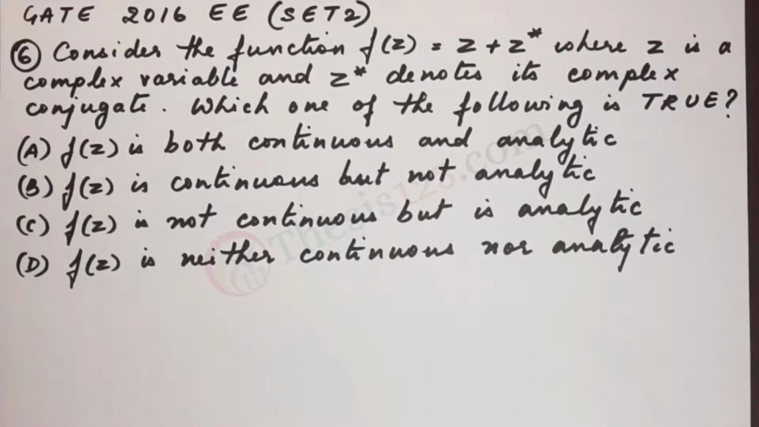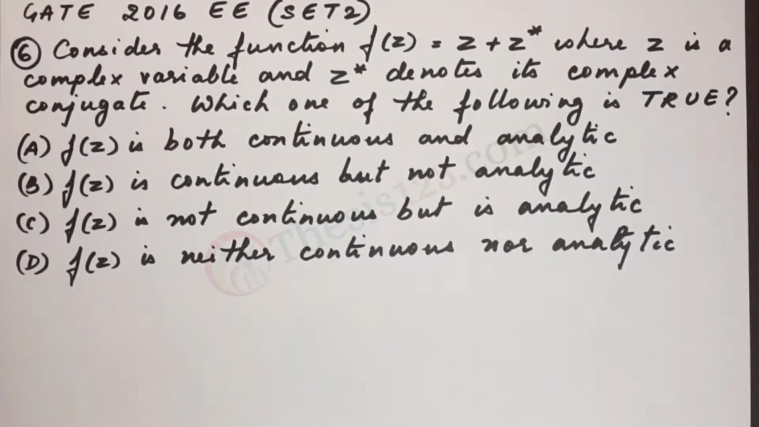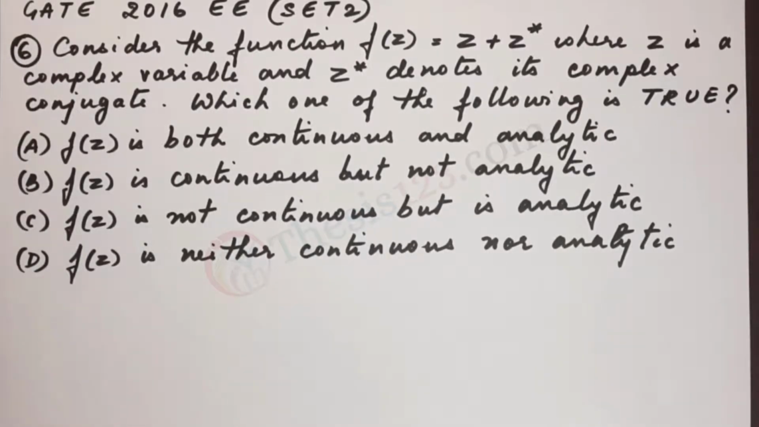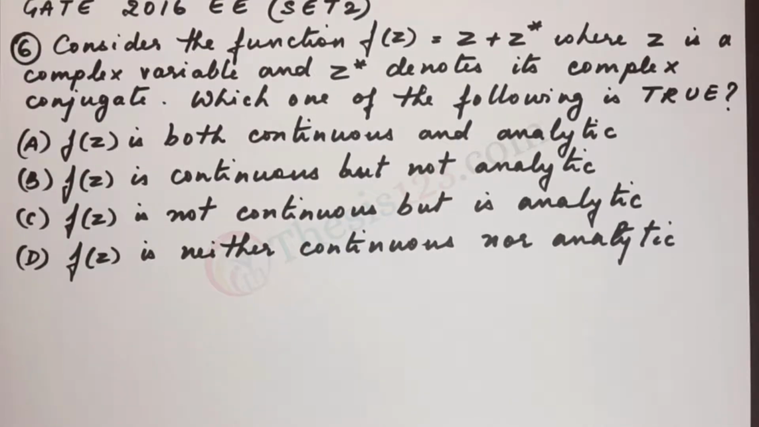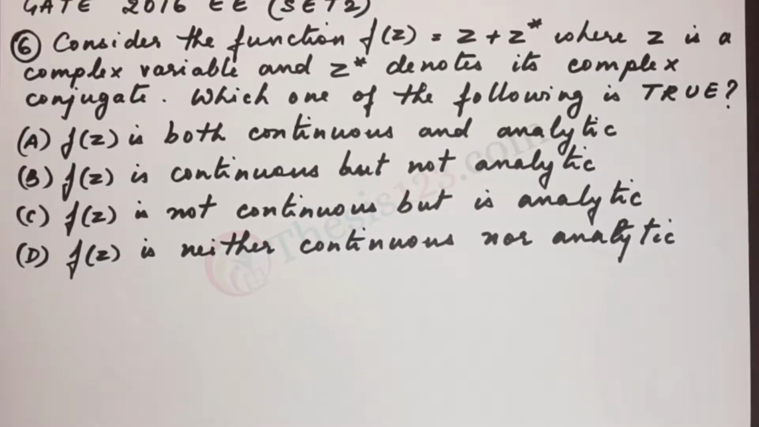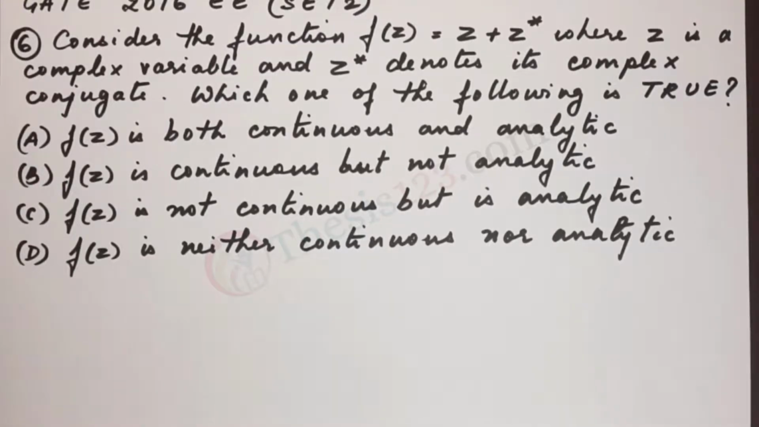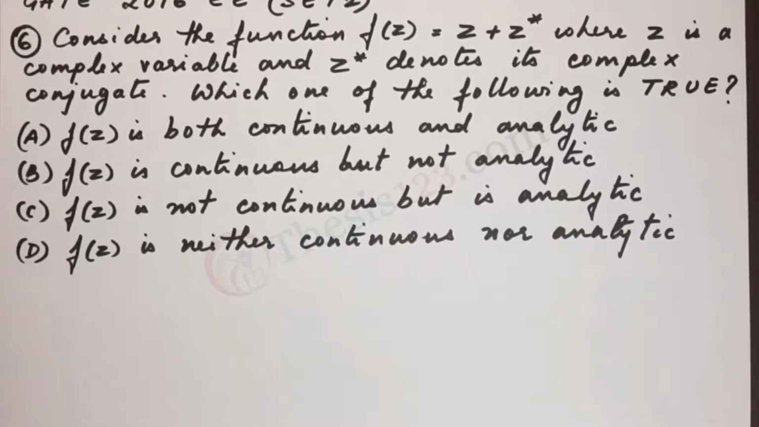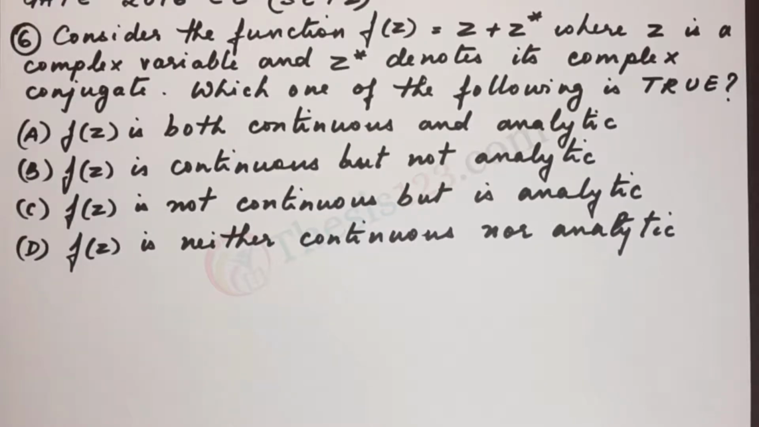Here's the next question, number 6. Consider the function f of z is equal to z plus z conjugate, where z is a complex variable and z star or z conjugate denotes its complex conjugate. Which one of the following is true? F of z is both continuous and analytic. F of z is continuous but not analytic. F of z is not continuous but is analytic. And f of z is neither continuous nor analytic.